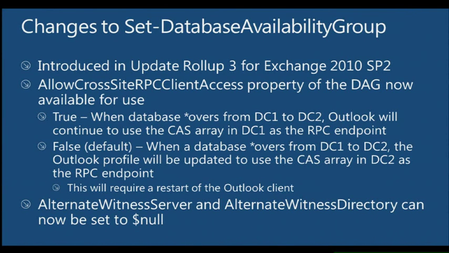I talk to the CAS in my site, and CAS will talk over the WAN to the mailbox server in the other site. If they leave it at the default of false, then the opposite is true. If I'm talking to a CAS in my site, but my mailbox is in the other site, I'm going to get redirected over to the other site so that I'm talking to a CAS that's local to the mailbox. That's the behavior change there. That property can now be used as long as you have update rollup 3 installed on all of your DAG members.